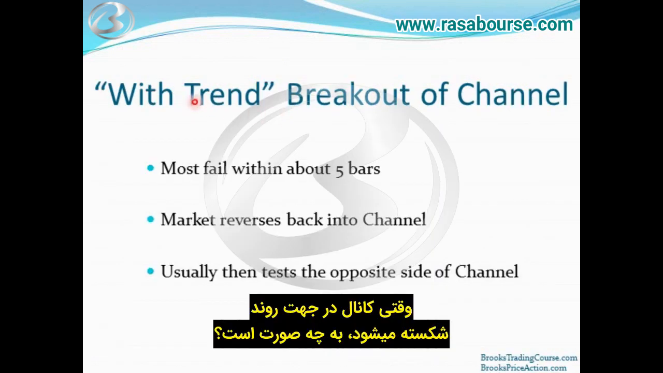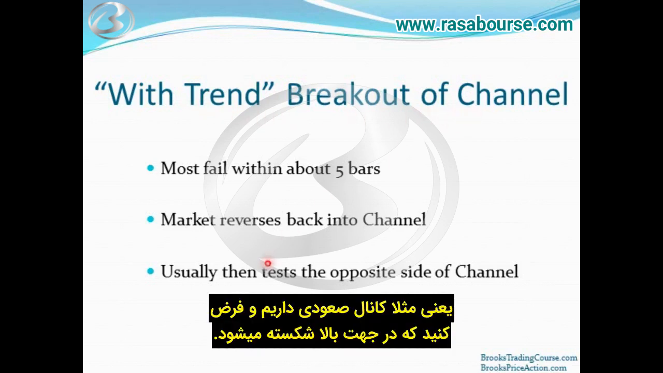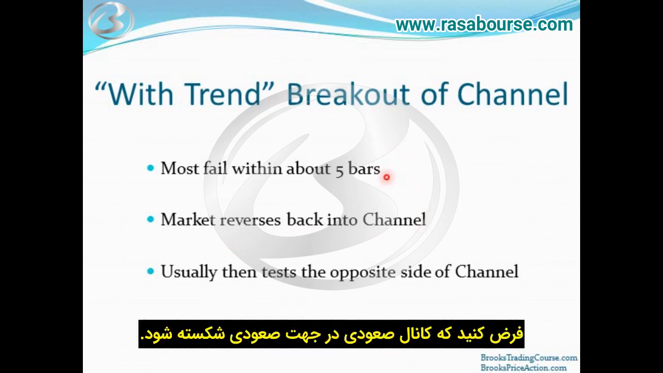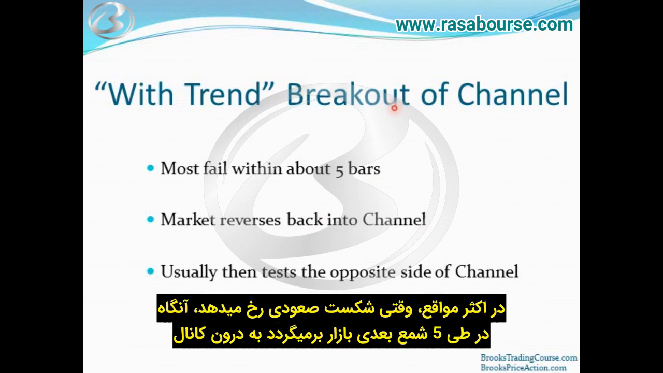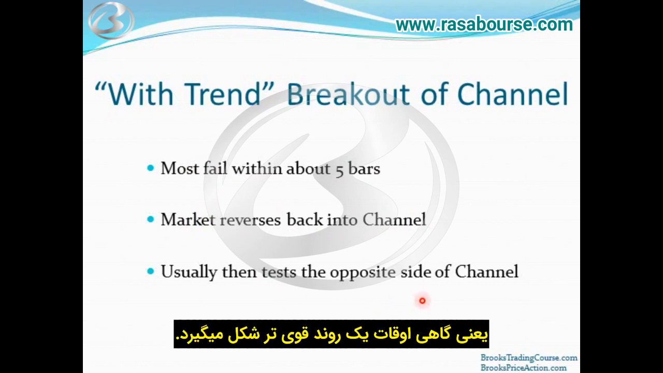What about a with trend breakout of a channel? All right, so if you have a bull channel, suppose it breaks to the upside instead of to the downside. A bull channel is a bull trend, suppose you get a bull breakout of the bull channel. Most of the time, the bull breakout fails within about 5 bars, and the market reverses back into the channel and then tests the opposite side of the channel. Sometimes it does not. Sometimes it begins a stronger trend.